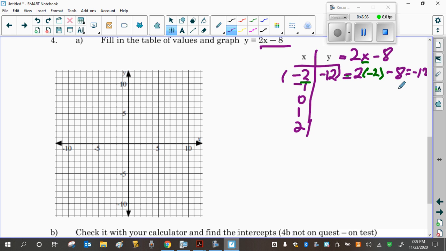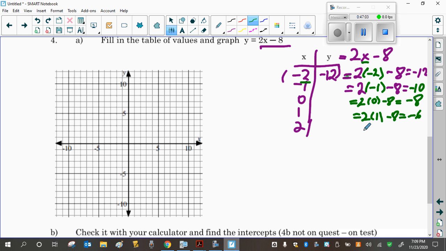Not sure why I groaned, because we do have enough space on our graph. -1, do the same thing with -1. Where we see an x, put -1, and then equals -10. And then 0 is 2 times 0, subtract 8. So that's -8. 2 times 1, subtract 8 is -6. And 2 times 2, subtract 8 is -4. Okay, so -10, -8, -6, -4.